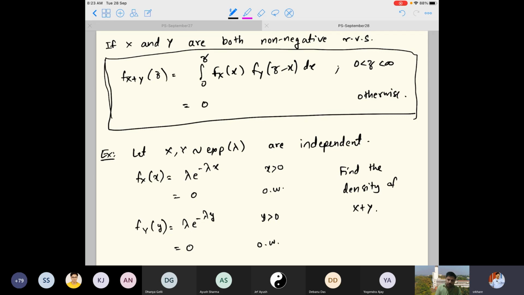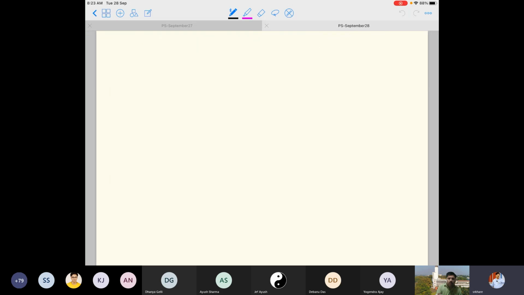They are independent, so this is the form. They are independent and non-negative, so this is the form that you just see here. That is the form that we will use, right? So what will we do? We'll just write down the formula. f of X plus Y at z is basically the integral from 0 to z of f_X(x) f_Y(z minus x) dx, for z greater than 0. And it is equal to 0 otherwise.